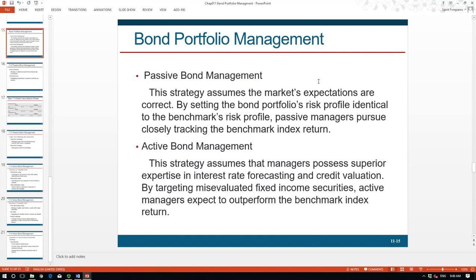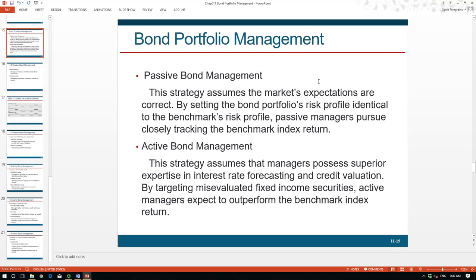If money managers believe that the market is pretty efficient, in that case, they assume that market expectations are always right. And in order to thrive in this bond market, it's better to follow the market index. So the practice here is that bond portfolio managers need to set a bond portfolio risk profile identical to the bond market benchmark's risk profile, so that the passively managed bond portfolio will generate the exact same return as the benchmark bond market index. So this is a very typical passive bond management. They assume that managers are not smarter than the market, and the best way for them to earn a decent return is simply to follow the market.